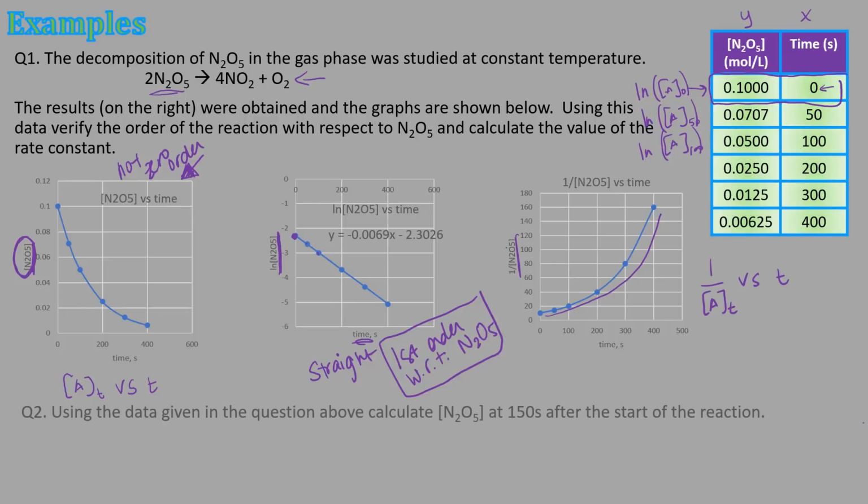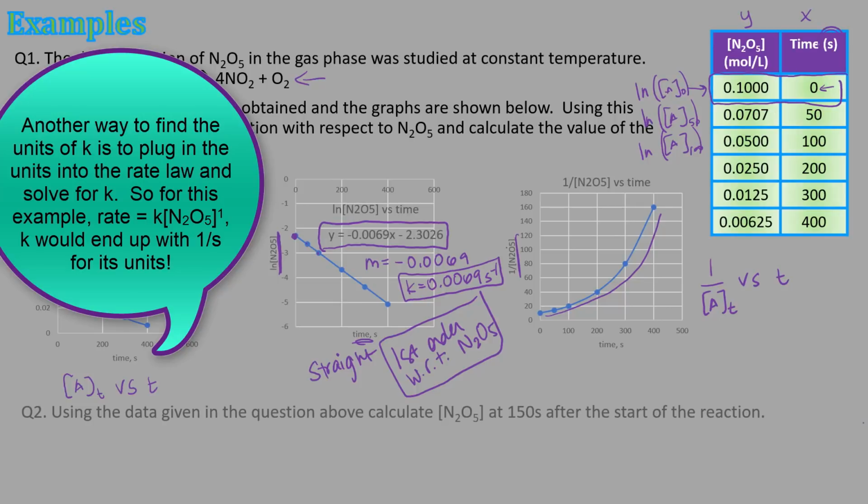So it has to be first order, and it says to calculate the value of the rate constant. Well, I have the line right here, okay? And so my slope is equal to negative 0.0069, and so my rate constant is going to be 0.0069, and since it is first order, it's going to be inverse seconds.